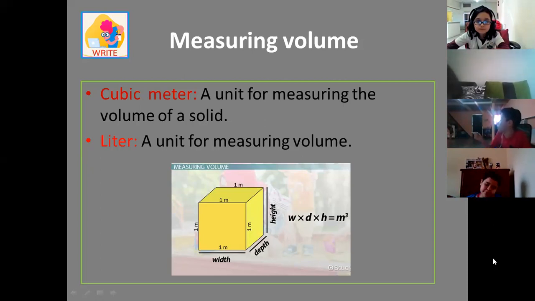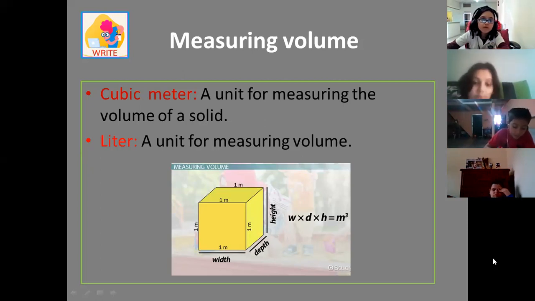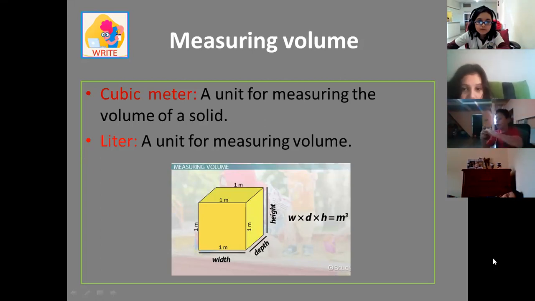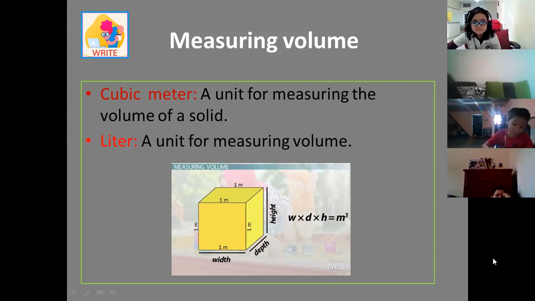So we use a ruler, yardstick, or measuring tape to measure length. But what do we use to measure volume? These are the units of measuring that we use for volume. Cubic meter. What is a cubic meter? A cubic meter is a unit for measuring the volume of a solid. So if we have something that is solid, we're going to use cubic meters, which in Spanish we call metros cúbicos, okay?